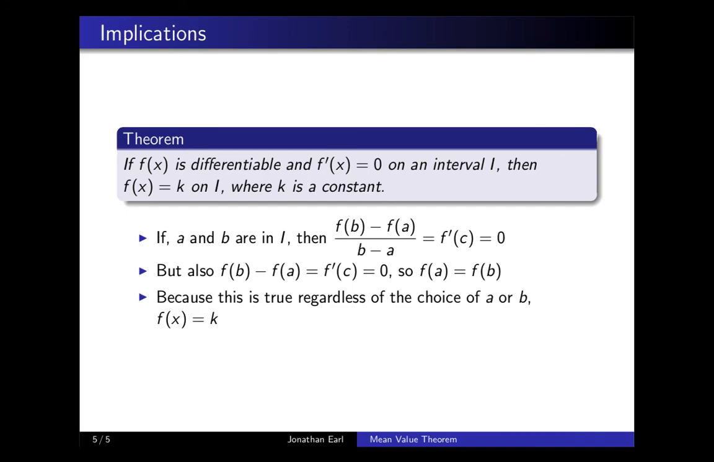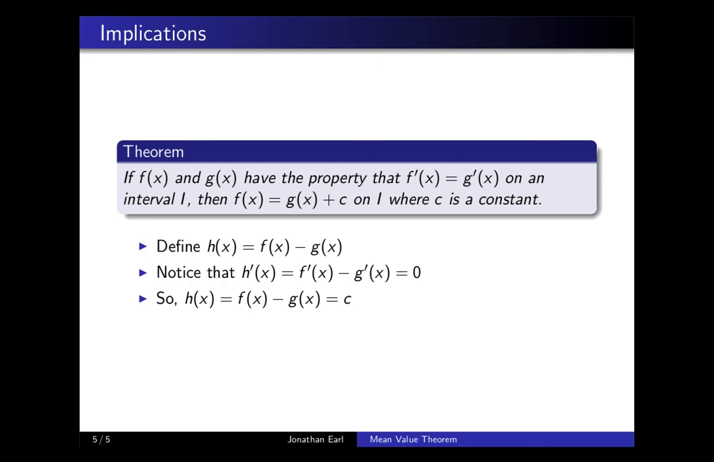So what we wind up with is flat tangent lines, but we get flat tangent lines everywhere on the interval because we can choose a and b as however we like. So everywhere inside of your interval has a flat tangent line. That says you have to have a constant. You have to be dealing with a constant function.